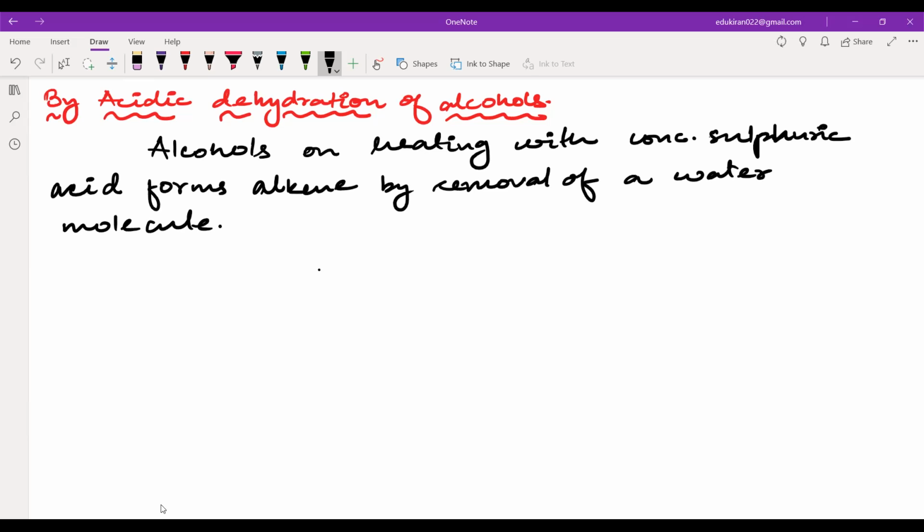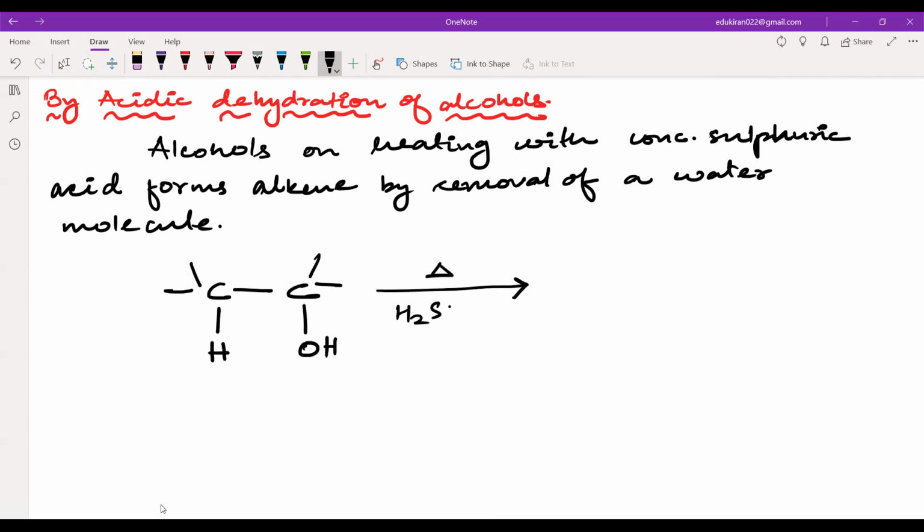Again, in this case also there should be one beta hydrogen. Whatever group is attached here, we are not much concerned about it, but in the reaction there should be H2SO4 and some heat. Write some heat here, and H2SO4. Then you will be forming a carbon double bond carbon plus a water molecule.